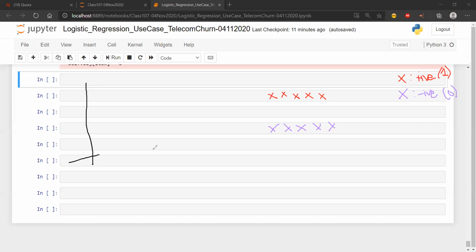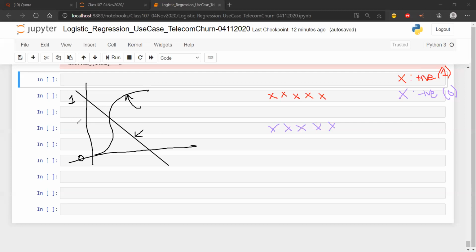What I have are two sets of points, 0 and 1, and I know that I can fit the points using a sigmoid function which looks like this, but that's not my objective. My objective is to find the decision boundary. What is the output of the model? The output of the model is my sigmoid function, but my objective is to find the decision surface.